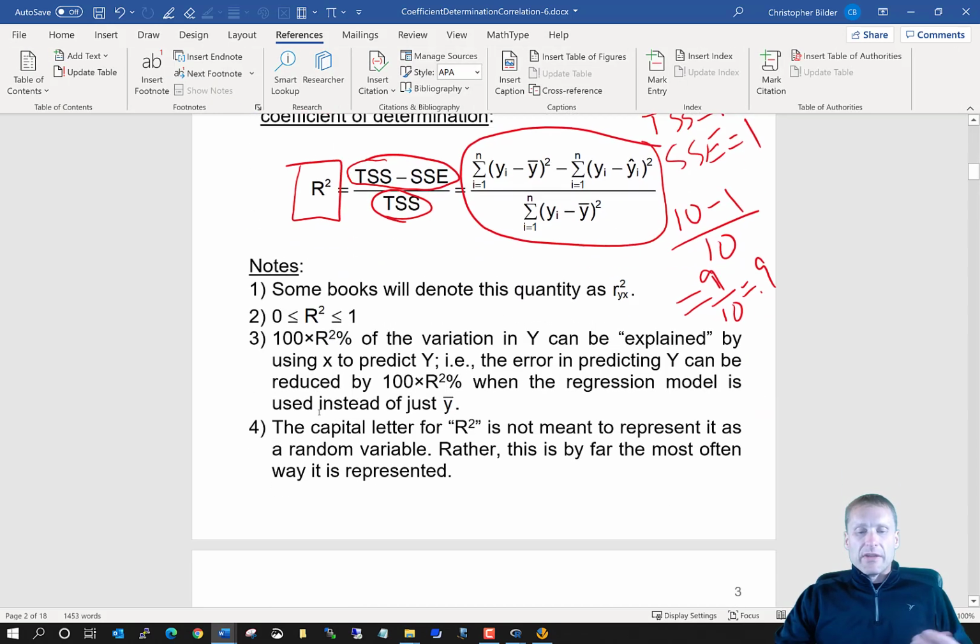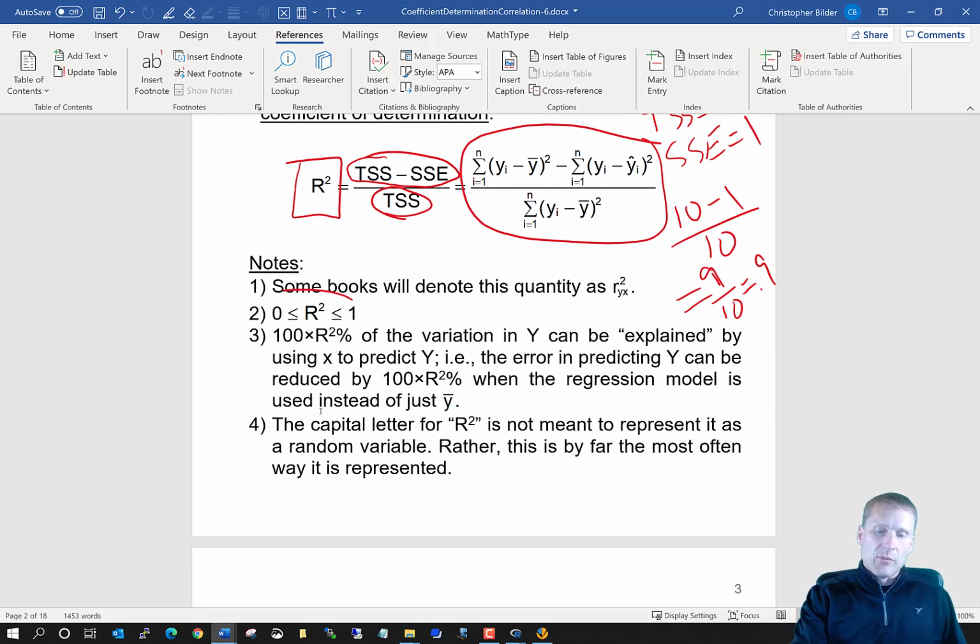So this is a percentage. It's between 0 and 1. Here's a formal interpretation. Suppose R squared was 0.9. 90% of the variation in y can be explained by using x to predict y. Thus, the error in predicting y can be reduced by 90% when the regression model is used instead of simply y bar. That's if R squared was 0.9.